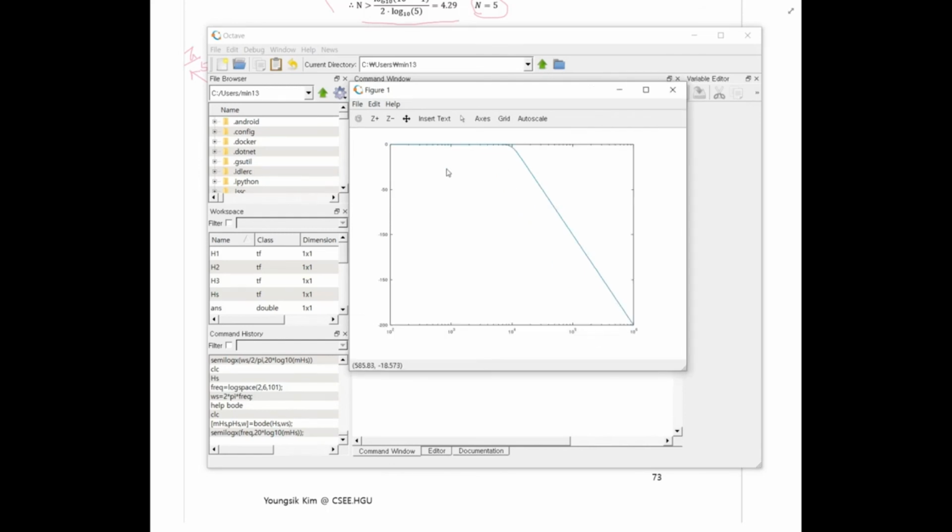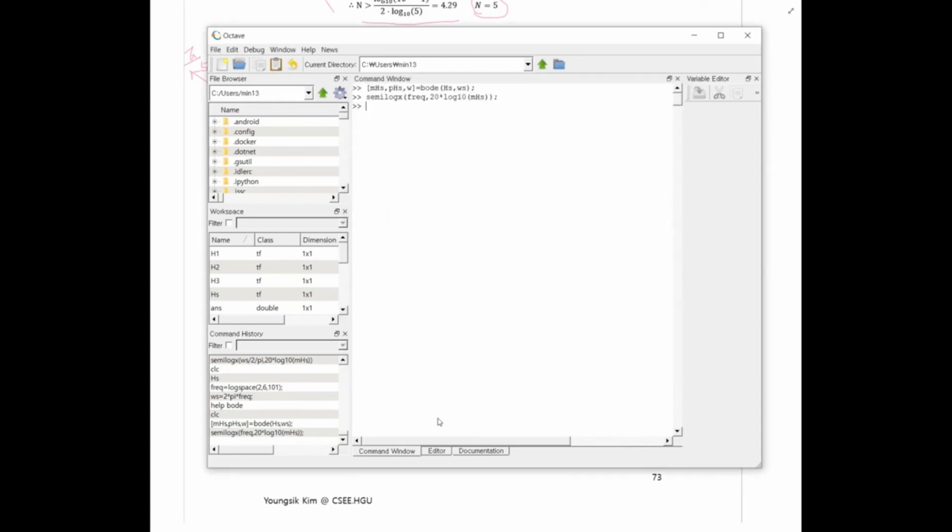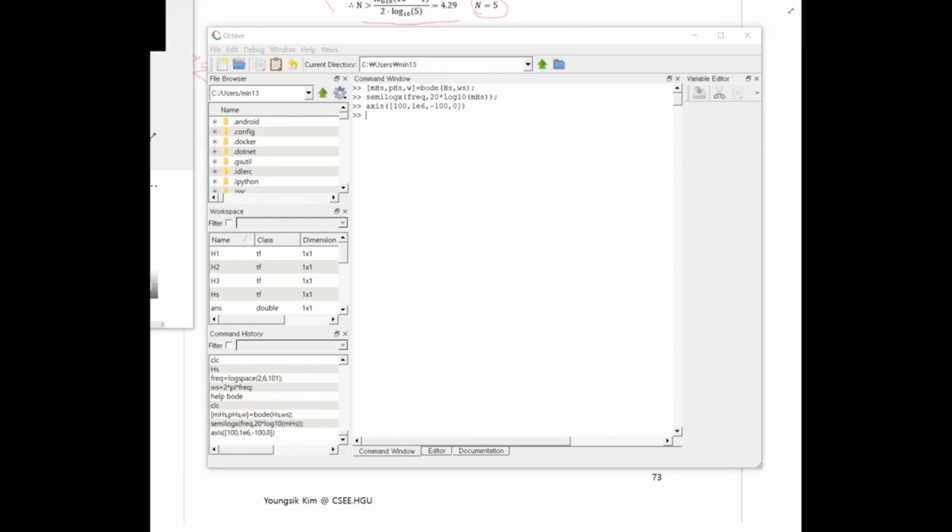The range is too large, so I need to specify the axis. 100 to 1 megahertz is the x-axis range. For y, the minimum is -100 and the maximum is 0. So I would like to plot in this range.